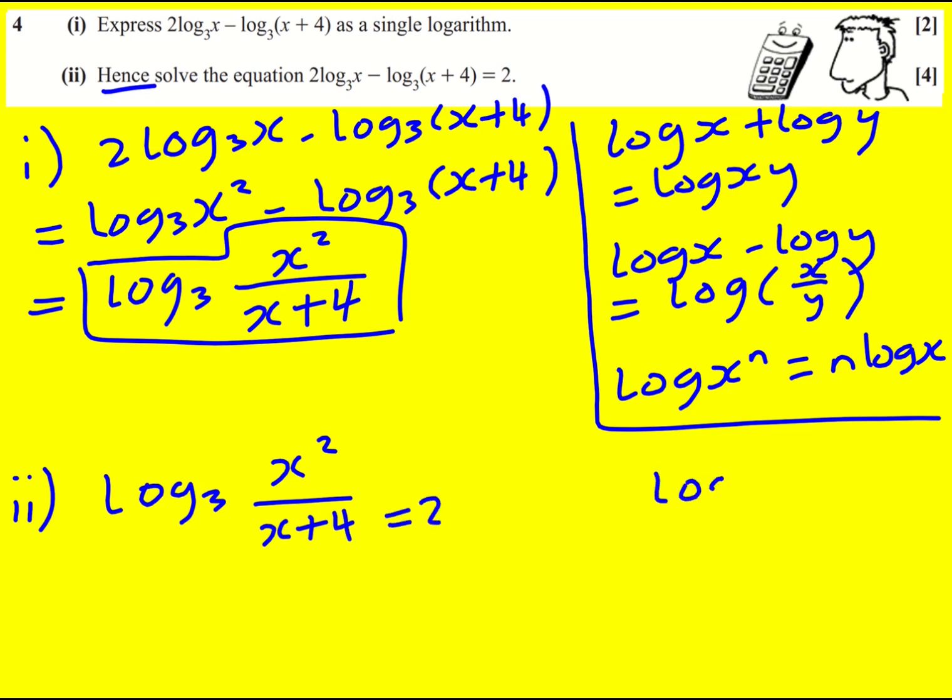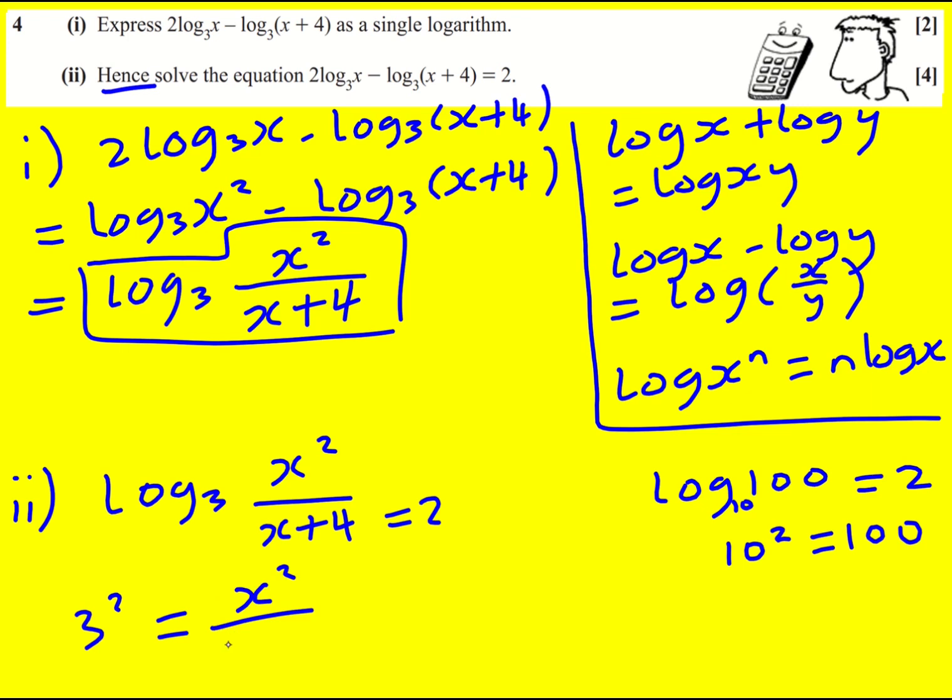So just a little reminder, if you had log to base 10 of 100, then what that is saying is, what do I raise 10 to the power of to get 100? And the answer is 2. So the relationship is that this then becomes 10 squared is 100. Okay, these two things are saying the same thing. So here, that must mean that it's 3 squared is equal to x squared over x plus 4.